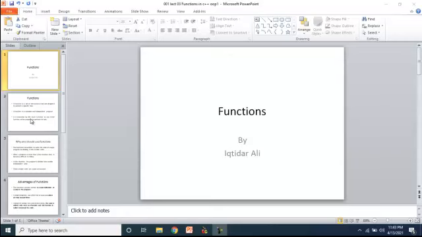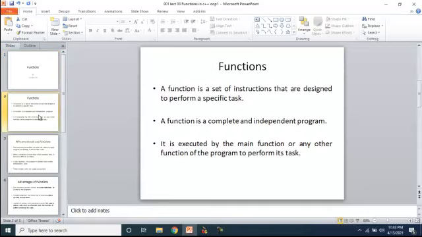Okay, dear students, today we are going to study functions. First, what the function definition is, and after that we are going to discuss its different types. A function is a set of instructions designed to perform a specific task, right?